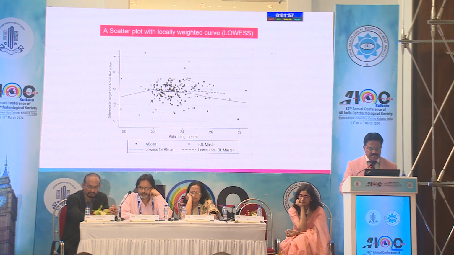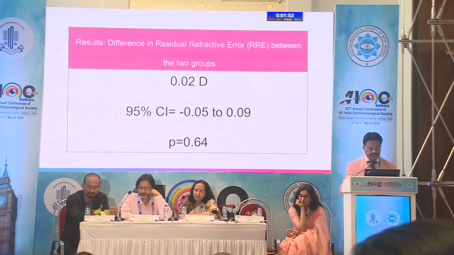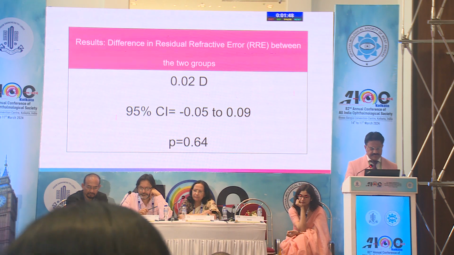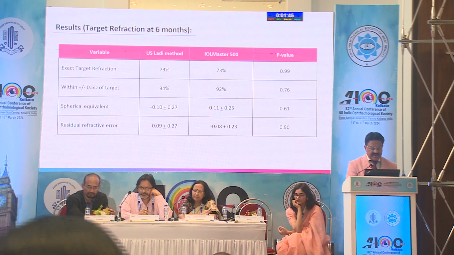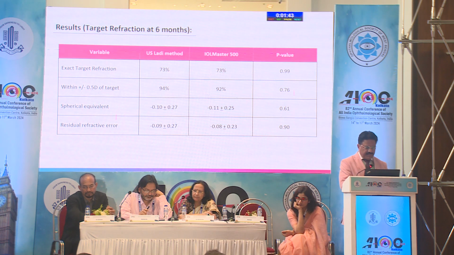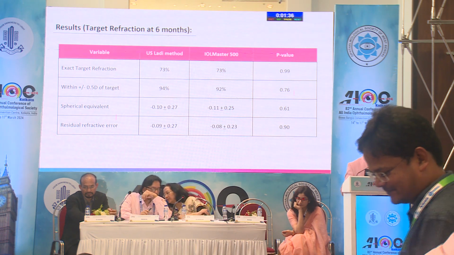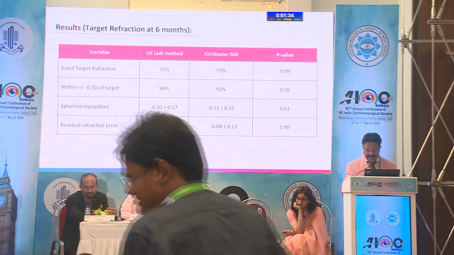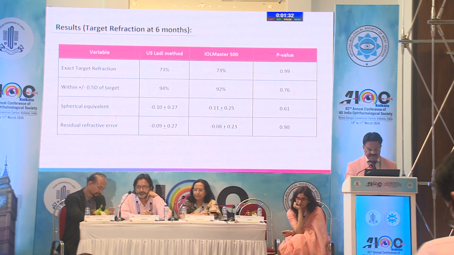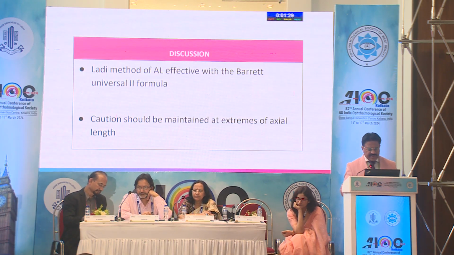The Lovis diagram shows that target was achieved very well except for the extremes of the axial length. The group difference was only 0.2 diopters. Exact target refraction was 73% in both the groups, while within 0.5 diopter was 94% in ultrasound and 92% in optical, but not statistically different. Spherical equivalent and residual refractive error were both within the range, achieving the target. No statistical difference. The LADI method of axial length is effective with the Barrett Universal 2 formula. Caution should be maintained at extremes of axial length.